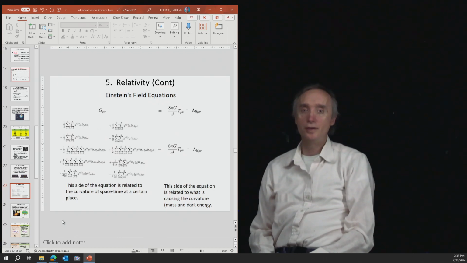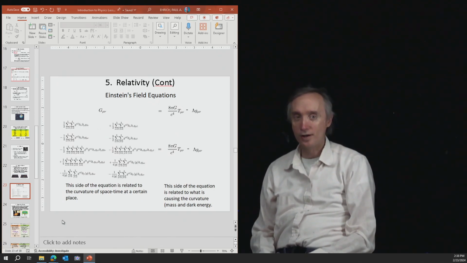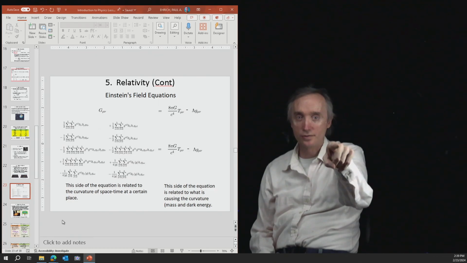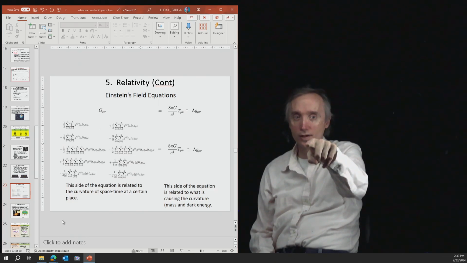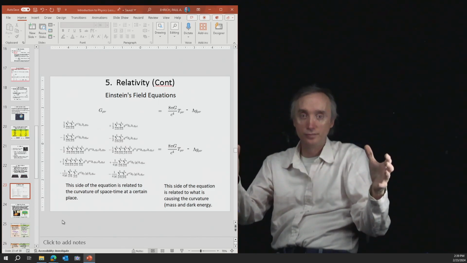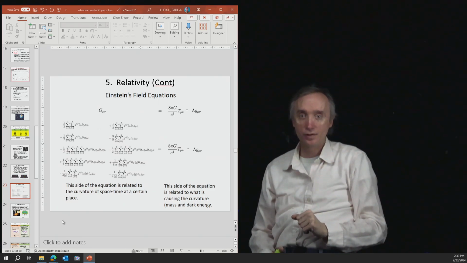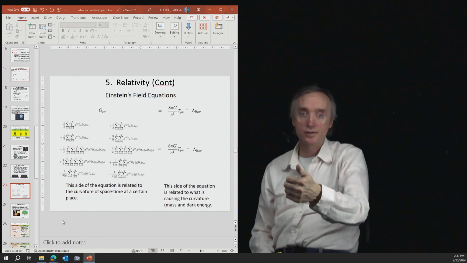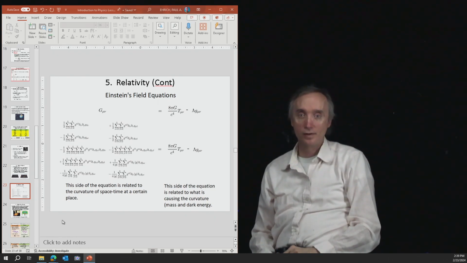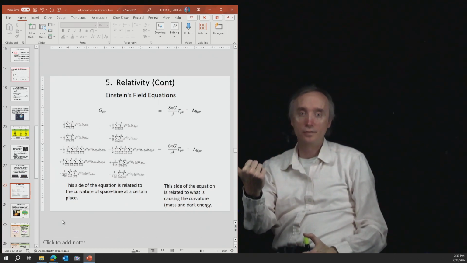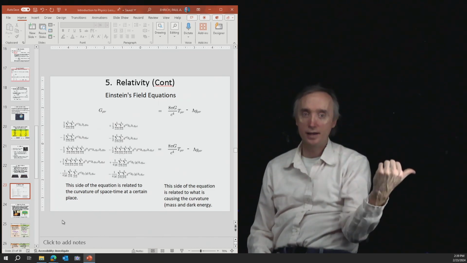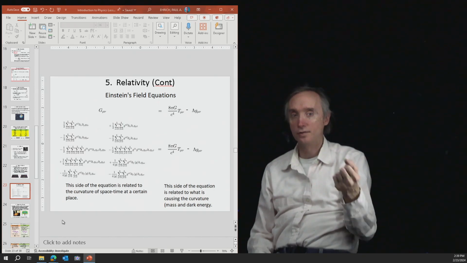So I thought that you might be interested in looking at Einstein's field equations. Up there at the top is the actual field equations, and then underneath it is what happens when you expand them into the 10 pieces. If you look, you've got 10 pieces on the left-hand side, and then on the right-hand side you've got those other 2 pieces. The left-hand side of the equation is related to the amount of curvature of space and time. And then the right-hand side is what is causing the curvature.